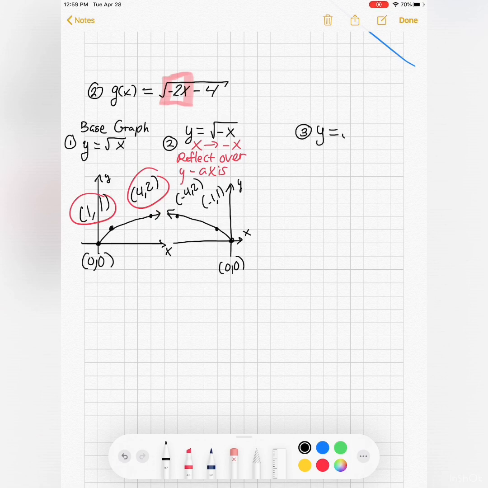So the next step was the other multiplication. Okay. Again, that's inside, so it's affecting the x. Okay, now remember, x things are opposite of how they look. So that looks like in this step, I'd be multiplying the x by 2. So actually that means I would divide the x by 2. So actually this is a horizontal compression.